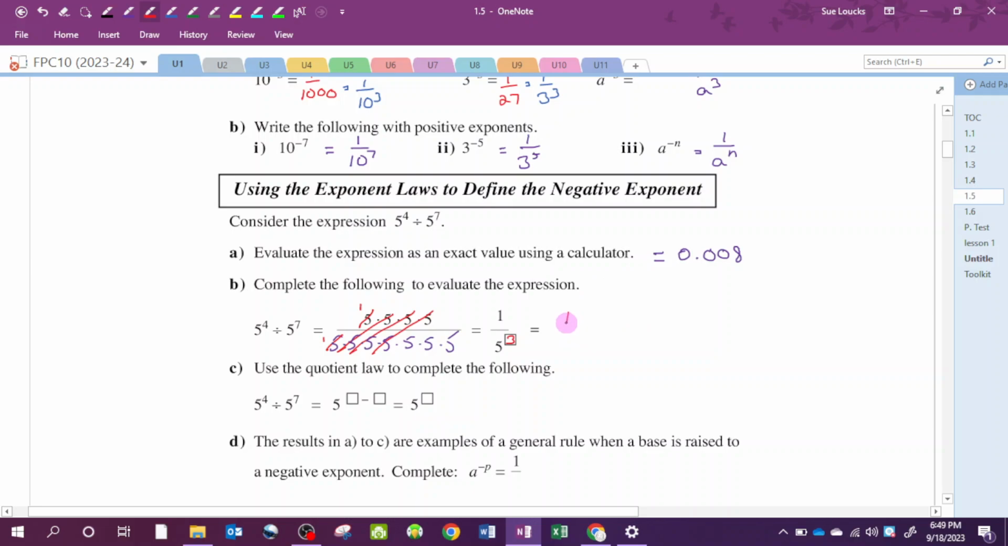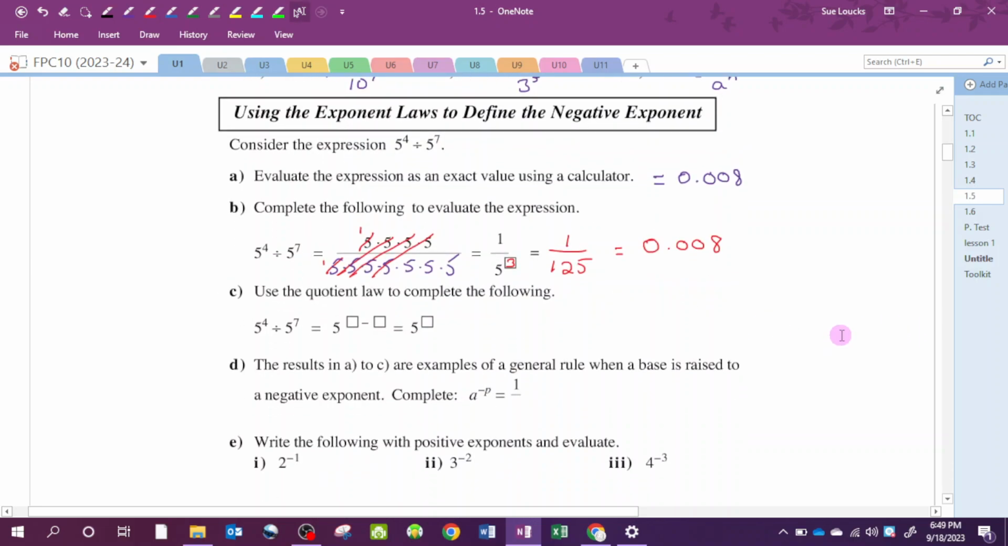Okay, so if I evaluate, that's going to be 1 over 125, which, lo and behold, my calculator tells me is 0.008. Yay! Now, of course, we don't want to always write it out like that. If it was 5 to the 712 divided by 5 to the 603, I don't know about you, but I would absolutely get that wrong if I tried to do it this way.